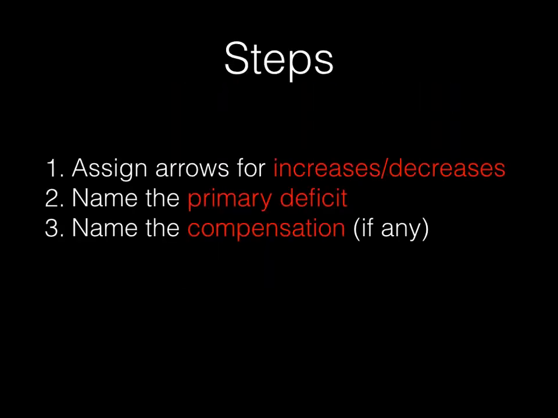Now here are the steps for how you do this. I'm going to go through them now, but we're going to do two examples that will make them very, very simple. First, what you do is you assign arrows for increases or decreases in our three main values, which are pH, bicarbonate, and carbon dioxide. You then name the primary deficit, and then after that, you name a compensation if one exists at all. So what we're going to do now is we're going to go into two examples which will illustrate this and make it very, very simple to understand.